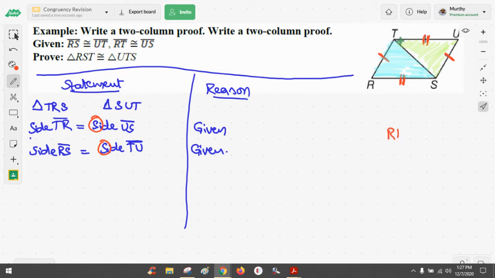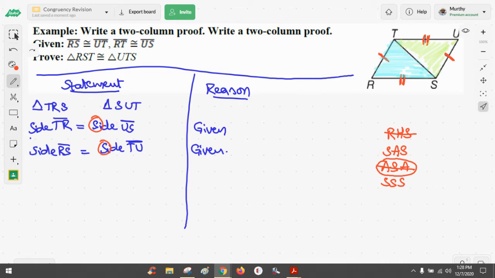Can it be RHS? No way. Can it be SAS, ASA, or SSS? This is how I think. If I take the ASA property, it is also not possible because there are two angles, but already I got side equals side and side equals side. So there are two sides. So it could be SSS or SAS.